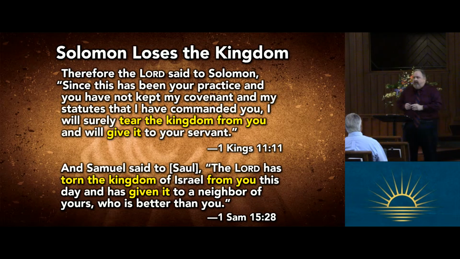We saw this already in the case of Saul, who was told by Samuel, "The Lord has torn the kingdom of Israel from you this day and has given it," and here he says, "to your neighbor who is better than you." In both cases, it's not named specifically, but Solomon knows who it is. It's his former general, Jeroboam, who has fled to Egypt. And remember that, Jeroboam fled to Egypt while he was trying to get away from Solomon.